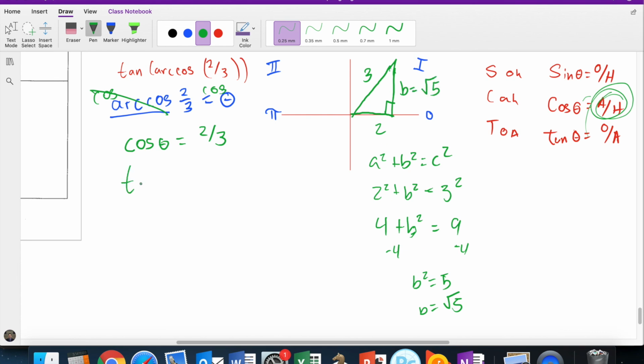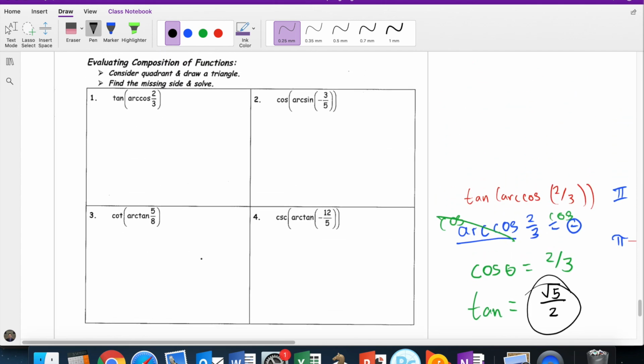So what we're actually looking for is the tangent of this whole thing, right? Well, what is tangent equal to? Opposite over adjacent. So if this is my angle theta, my opposite is right there, my adjacent is right there. What should be my answer? Square root of 5 over 2. Yeah, this is going to be my answer. Square root of 5 over 2. All I'm doing is building the triangle and then putting in my answer.